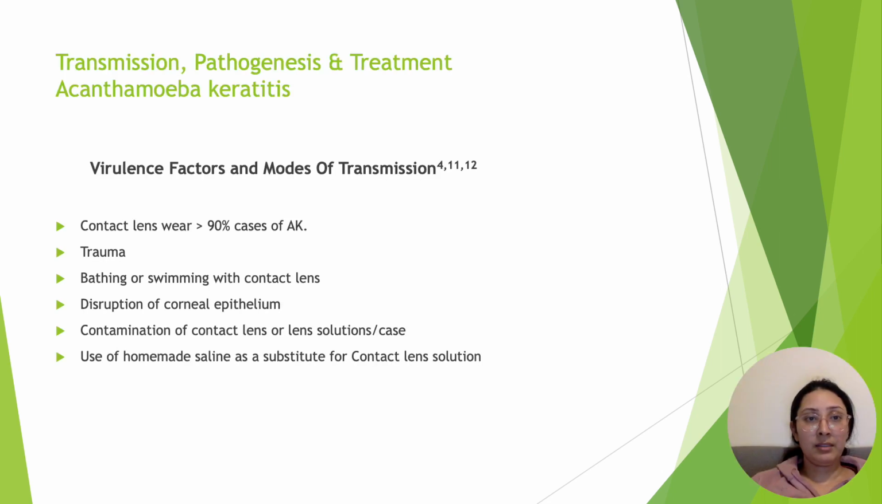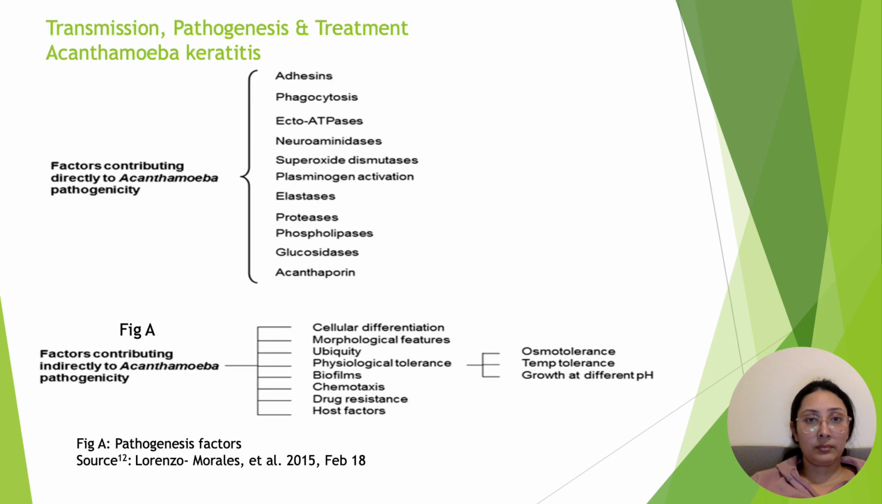So the mode of transmission in Acanthamoeba keratitis is contact lens wear in 90% of the cases, and also other factors such as trauma, bathing or swimming with contact lenses, disruption of the corneal epithelium, contamination of contact lenses with lens solution, or the use of tap water or saline water. So these are all the causes or virulence factors for the transmission. Here we can see the different factors responsible for the pathogenicity of Acanthamoeba. There are various factors which affect directly and indirectly.